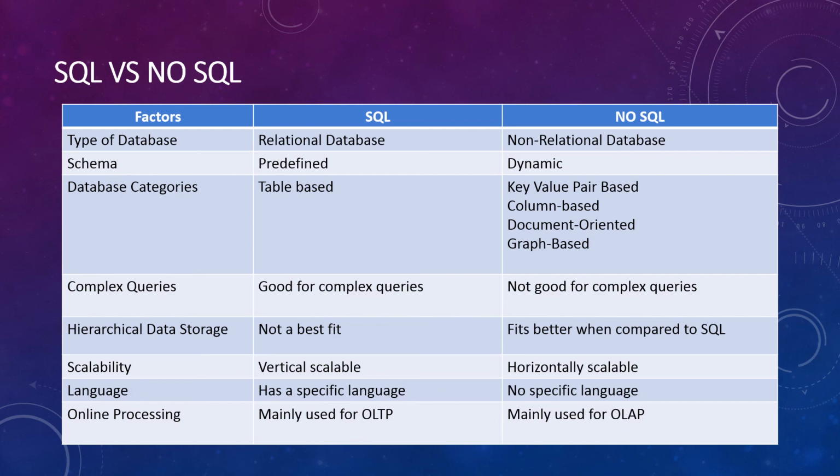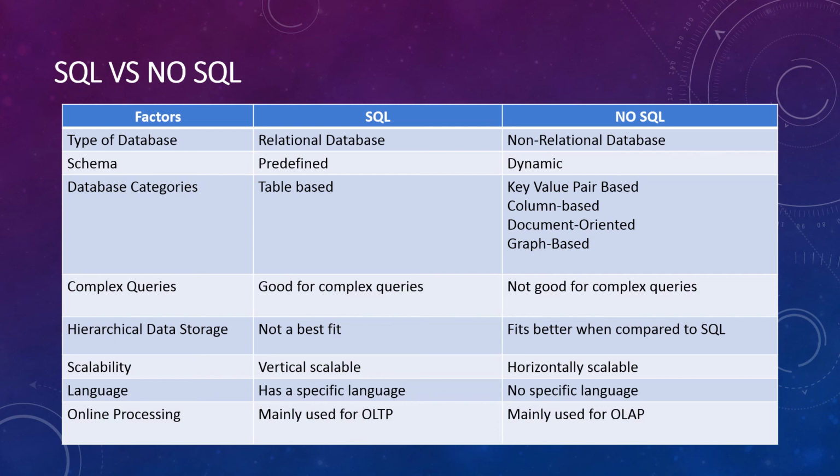Now the next point of comparison is language. SQL databases have a specific language and it does not vary from database to database. So basically SQL databases use structured query language for defining and manipulating the data, which is very powerful. And coming to NoSQL databases, they do not have any specific language and it varies from database to database. In NoSQL databases, the queries are focused on collections of documents, and the language used in NoSQL is also called unstructured query language.